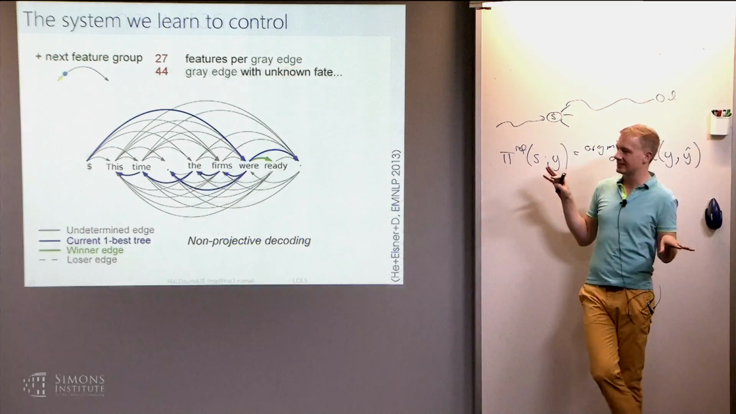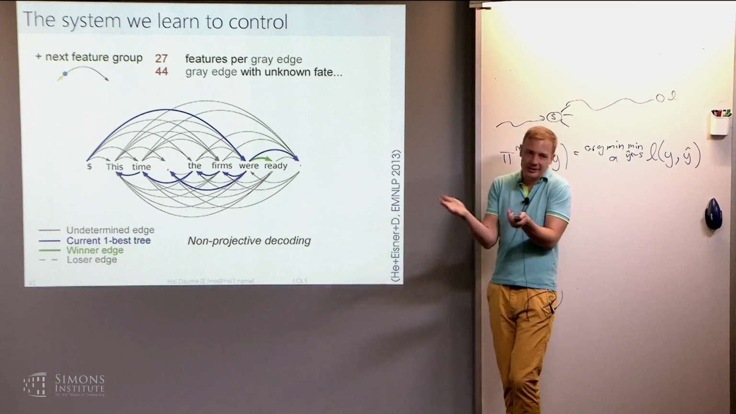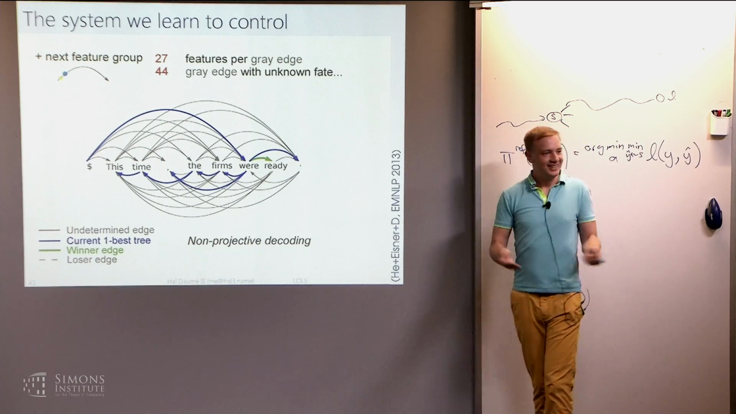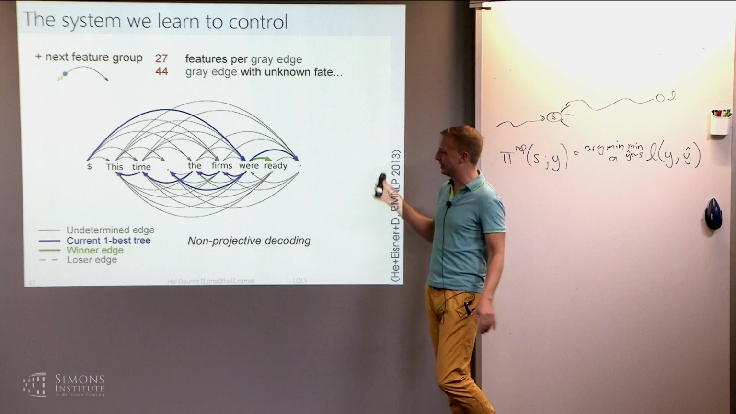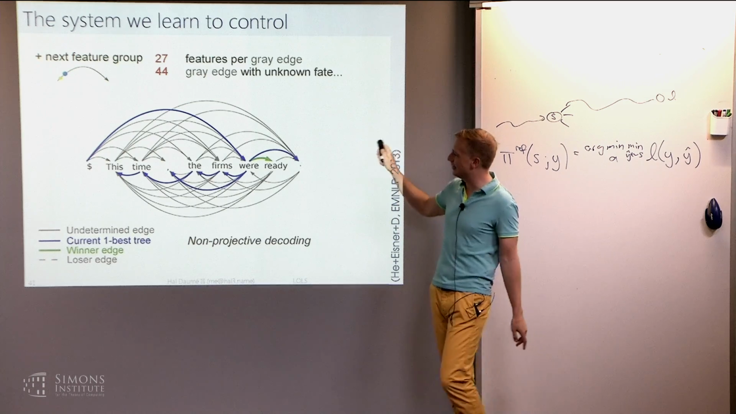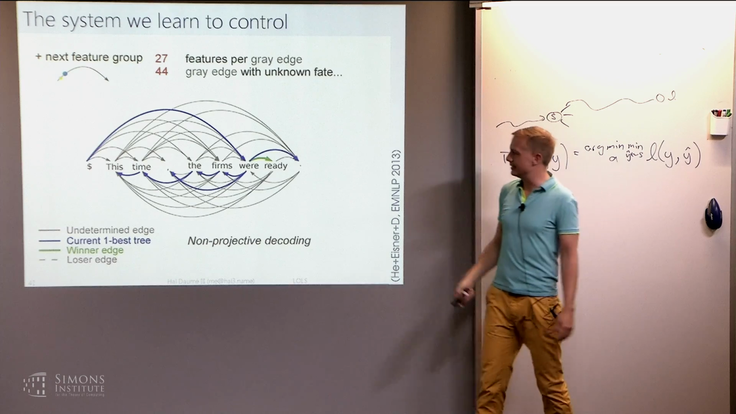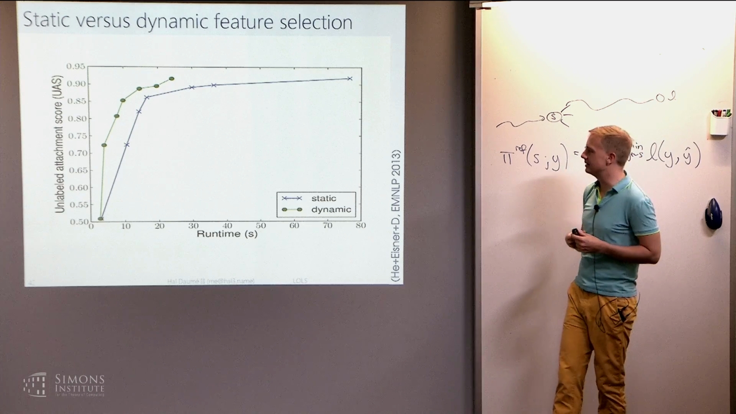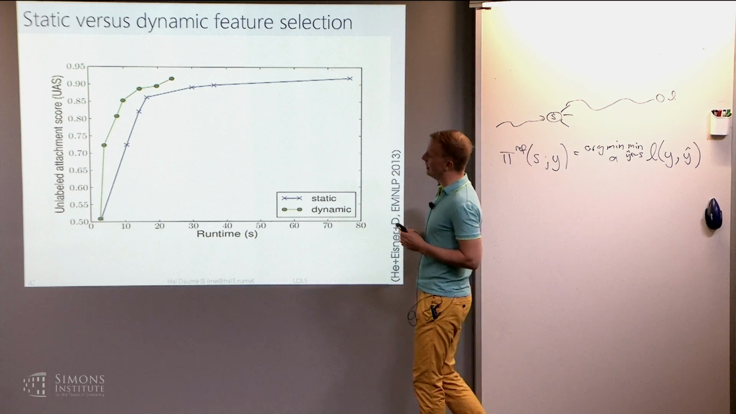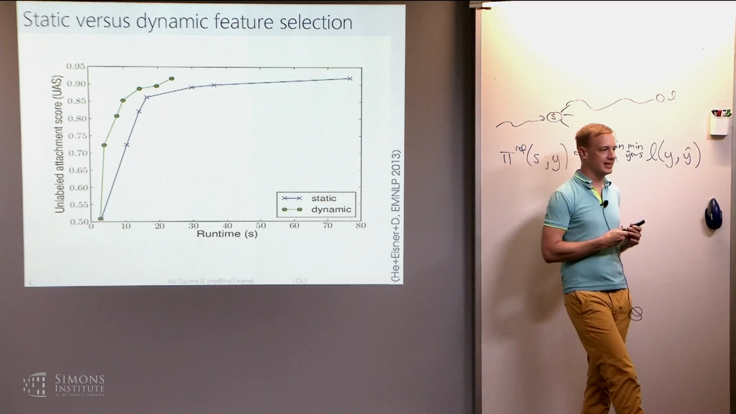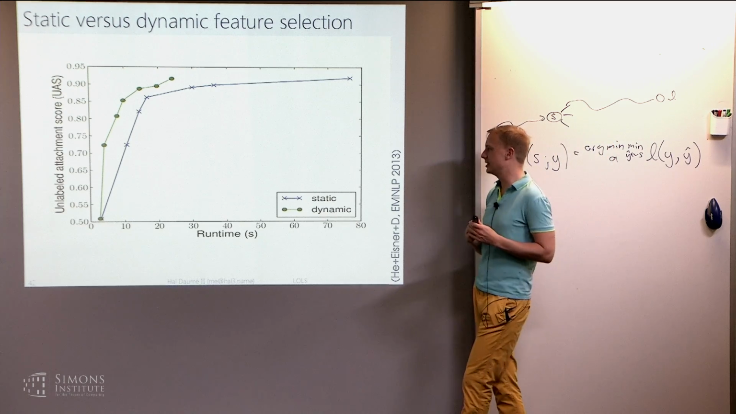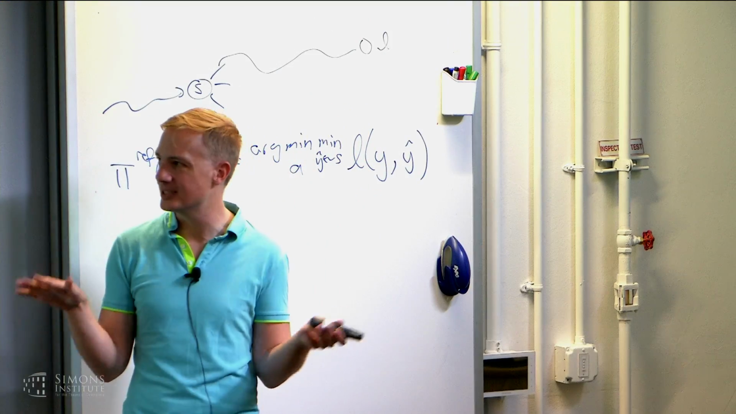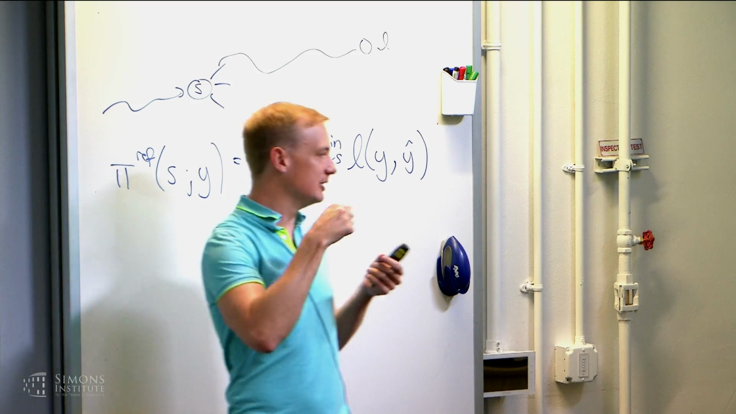Does the algorithm make sense? This is basically a control problem, and I've already told you how to solve control problems. You run Dagger. We run a small variant of Dagger that we call coaching, but it doesn't really matter. You basically run Dagger on this problem to learn how to control this edge locking mechanism. The first thing we looked at was how this compares to static feature selection. I'm just going to decide ahead of time which features to compute on all edges and always compute those, versus doing it dynamically as you build up the tree.